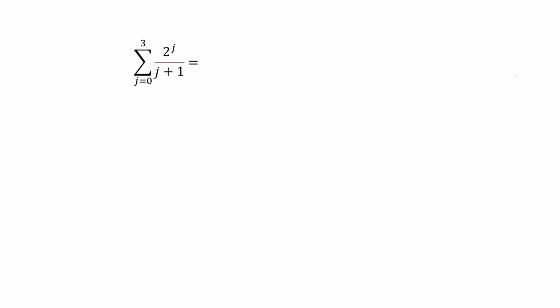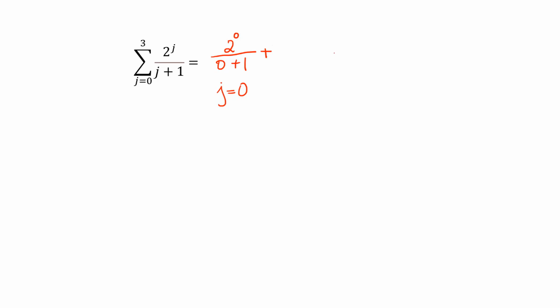Okay, so now we have another one, and this one is the sum as j goes from 0 to 3 of this term, 2 to the j over j plus 1. So we're going to start at j equals 0. That's where we're supposed to start, at the bottom number. So what's our term? When j is 0, our term is 2 to the 0 power over 0 plus 1.